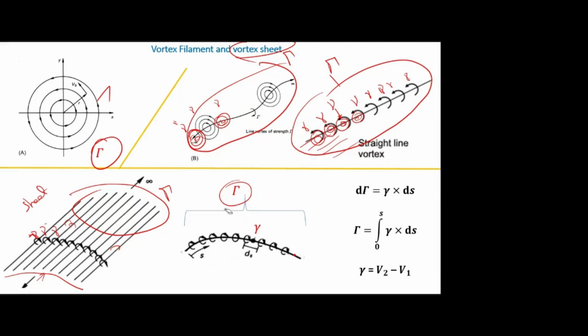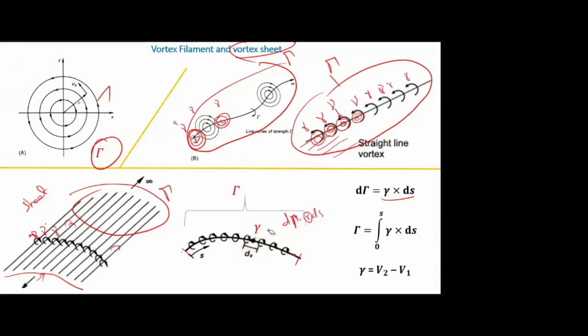Here we find the strength of this vortex sheet. Assume the length varies from 0 to s. I'm taking one small distance ds, and each vortex has this small strength gamma. So for this small region ds, the strength is d gamma, which is equal to gamma into ds. You know, gamma is the velocity difference, so velocity into length gives volume flow rate.